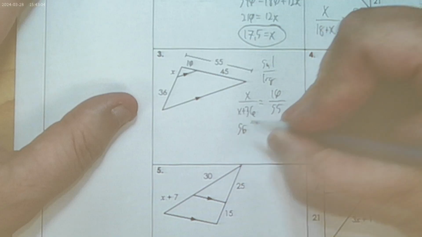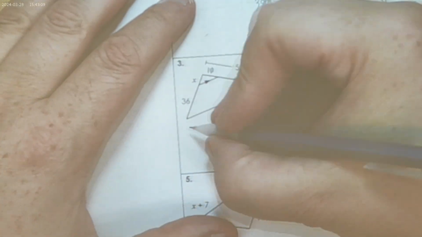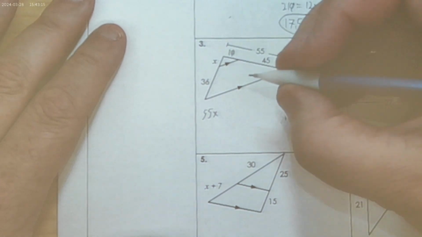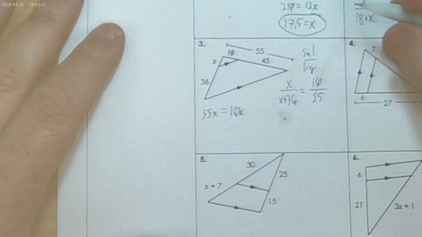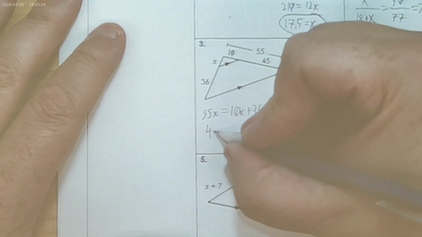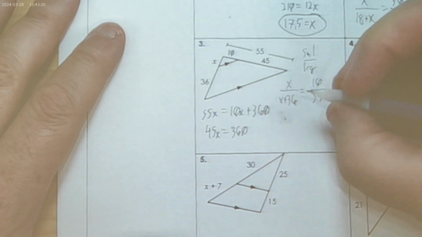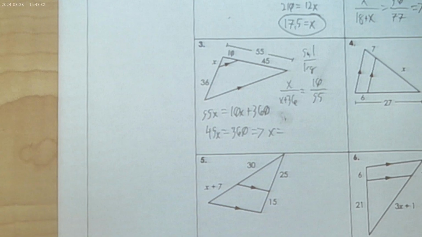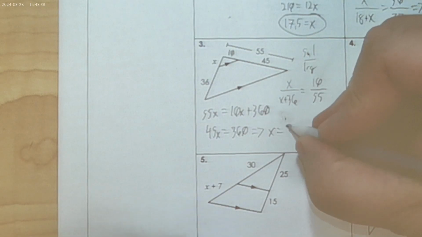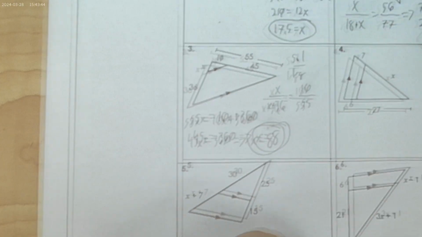So that means I'll write it over here, 55x. Yeah, I'm still on camera, awesome. So 55x equals 10x plus 360. Subtract 10x from both sides, that gives me 45x equals 360. X equals 360 divided by 45 on the calculator. 8. There we go. That makes a little bit more sense. Now we're on the right track.